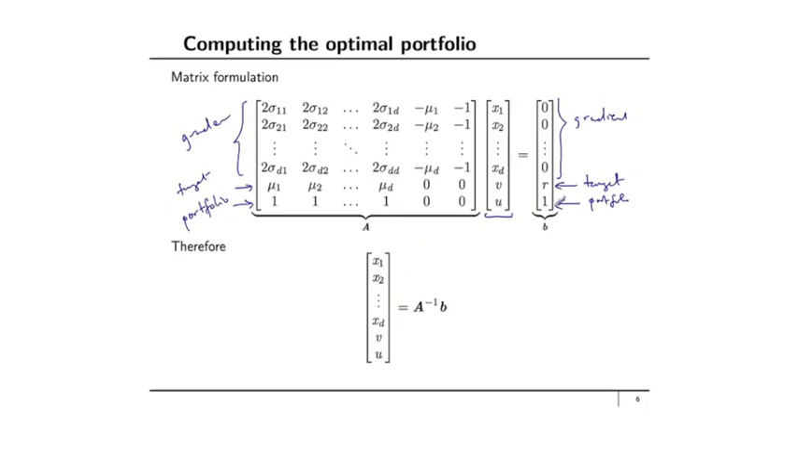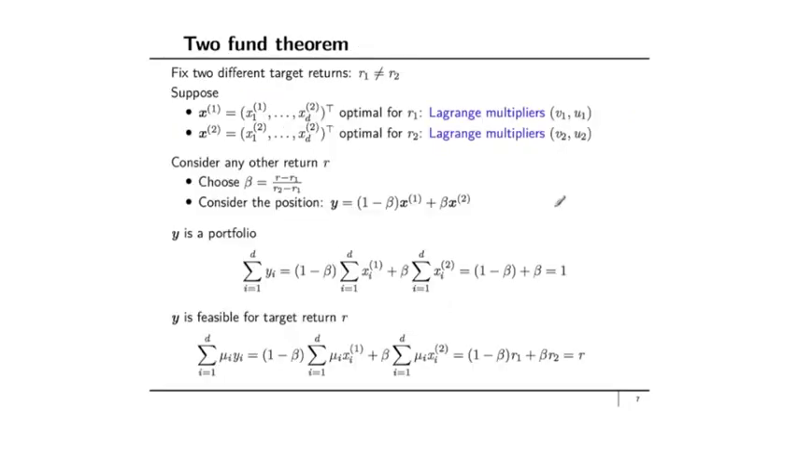In the rest of this module, what I want to do is give you a little bit more structure on what these portfolios look like. Are there any interesting structural properties underneath, which we'll use later to derive something like the capital asset pricing model? So we're going to walk through a couple of slides, which will end up showing something called the two-fund theorem.